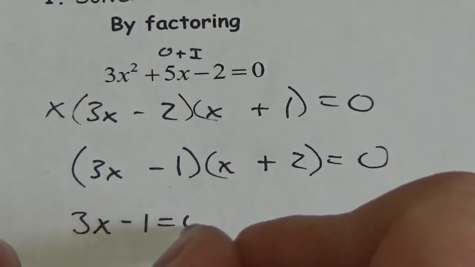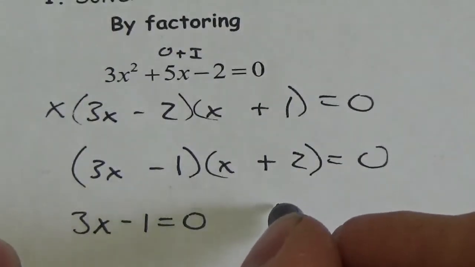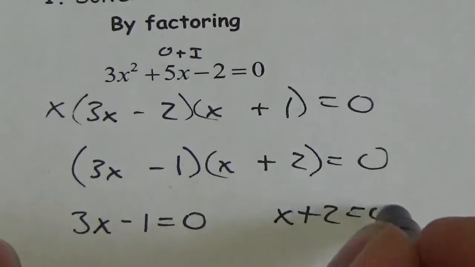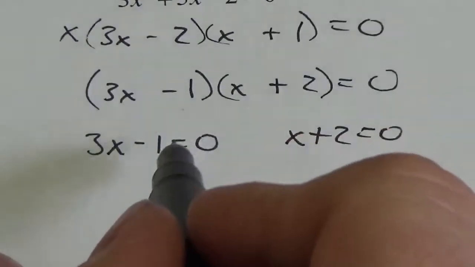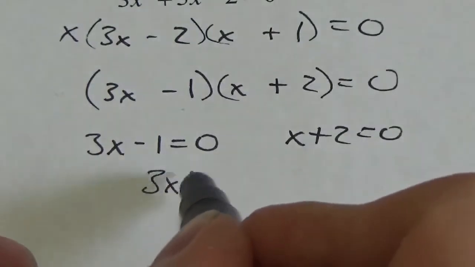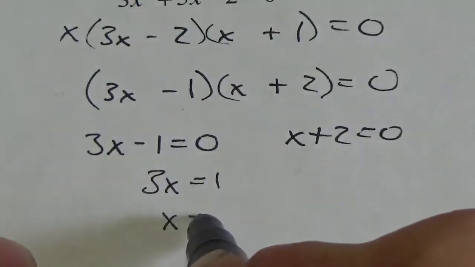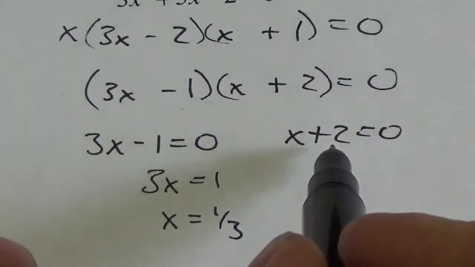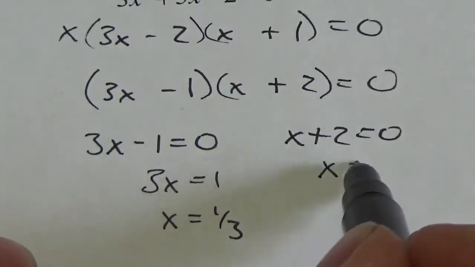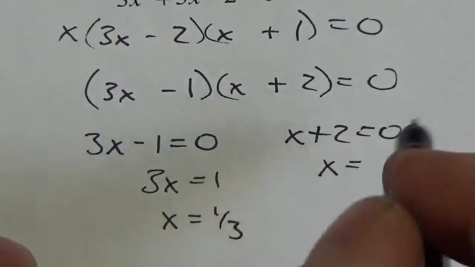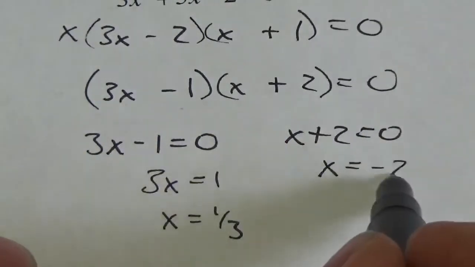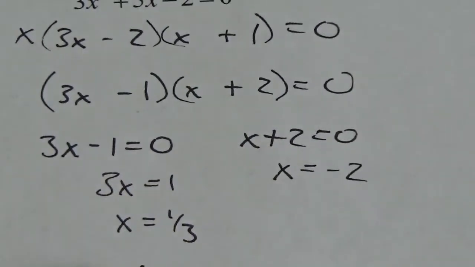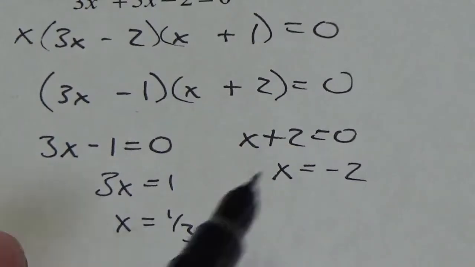So I know that either 3x minus 1 is 0, or x plus 2 is equal to 0. And this is going to give me enough information to get x. I'm going to bring the 1 over, and then divide by 3. And then over here I'm going to bring the 2 over, and remember, every time you bring something to the other side of the equation, if it's being added or subtracted here, I'm going to change the sign here. So the two answers that I get by factoring are positive 1/3, and -2.